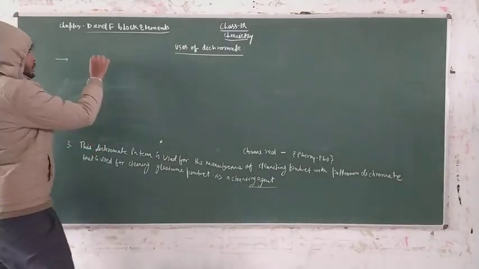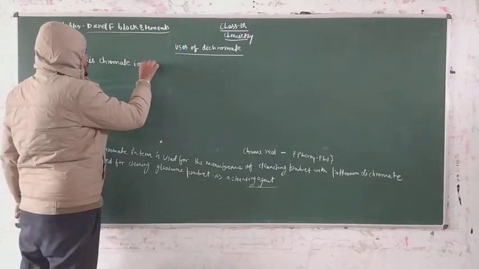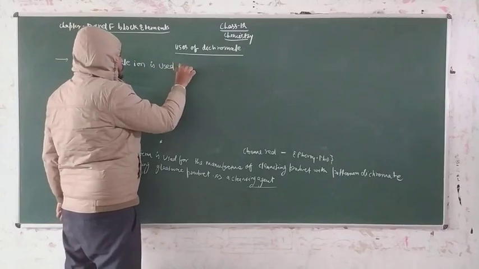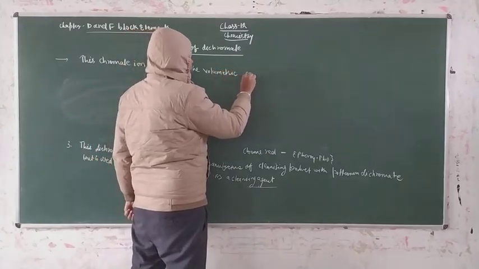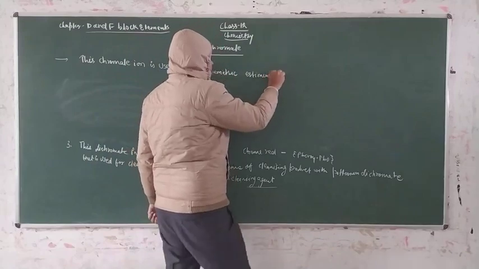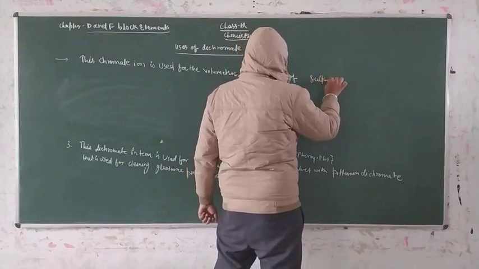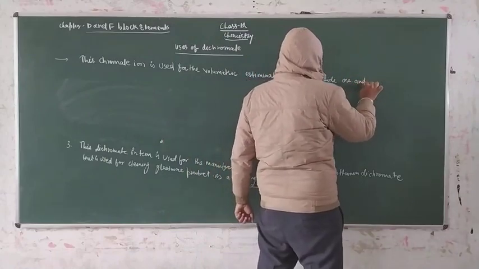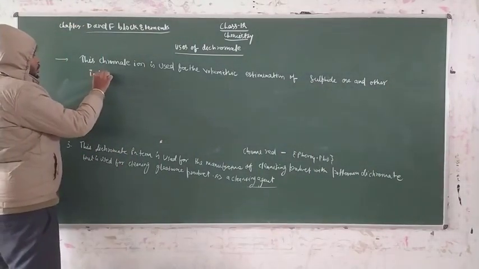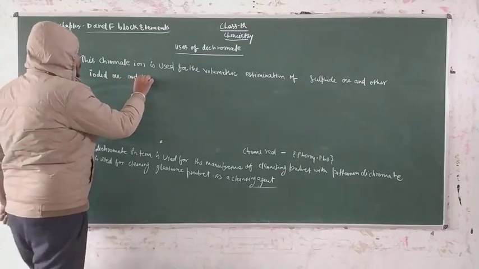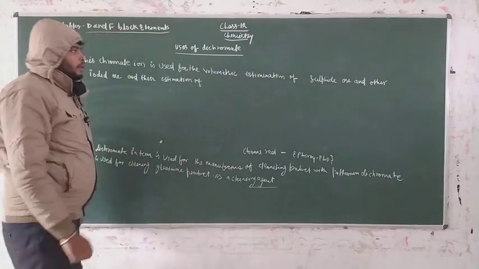This chromate ion is used for the volumetric estimation of sulfide ores and other iodide ores, and their estimation of fields.